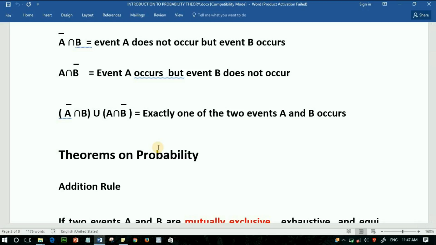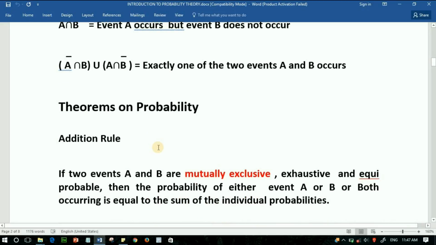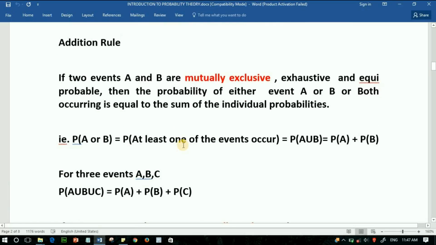One is the addition theorem or addition rule. If two events A and B are mutually exclusive and equiprobable, then the probability of either event A or B or both occurring is equal to the sum of the individual probabilities. In notation, probability of A or B, that is probability of at least one of the events occurring, is probability of A union B, equal to P of A plus P of B.